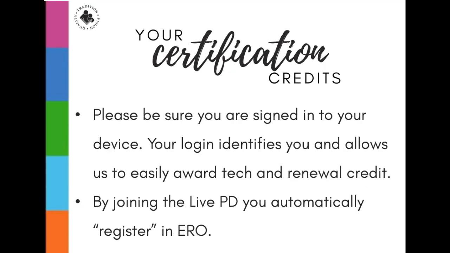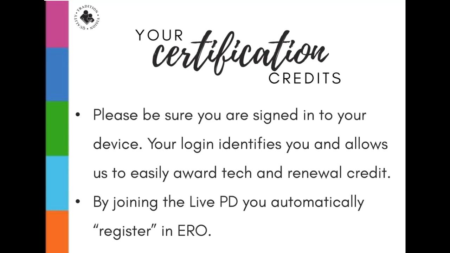The big question of the day, your certification credits. How do you get that added to ERO? So let's be sure we all listen in on this part. Super important. Number one, please be sure you are signed into your device. Your login identifies you and allows us to easily award tech and renewal credit. So even if you didn't sign up in ERO for this particular live session, that's okay. We're going to capture everyone's name because it's the way you're logged into your device. So if on your phone you are logged in to your O365 account, then we know who you are. If you're on your laptop, you're logged in as yourself, we'll know exactly who you are.